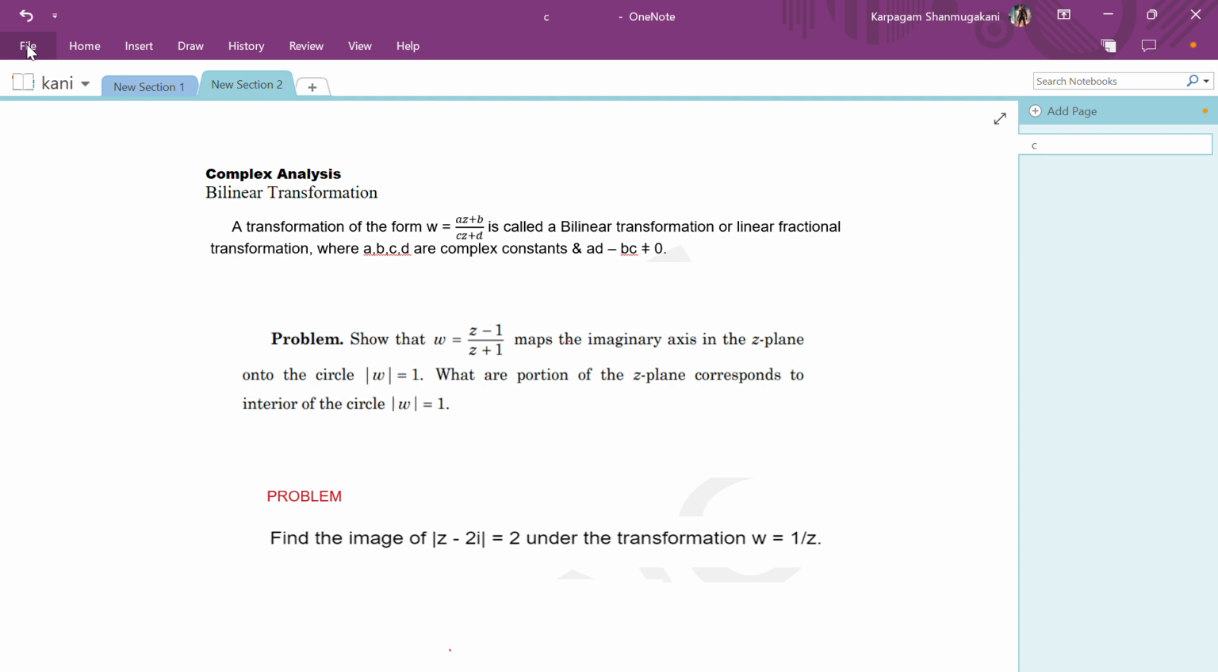Now we have to see the subject complex analysis and the topic bilinear transformation. What is bilinear transformation? A transformation of the form W equal to (AZ plus B) divided by (CZ plus D) is called bilinear transformation or linear fractional transformation or Mobius transformation.